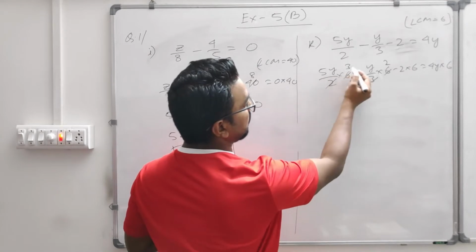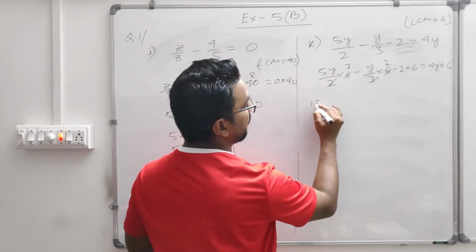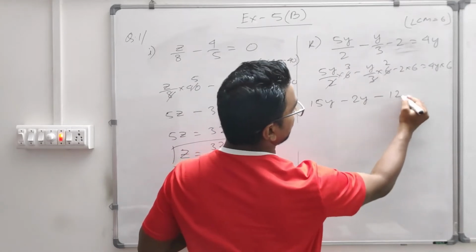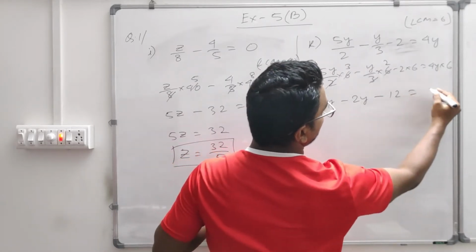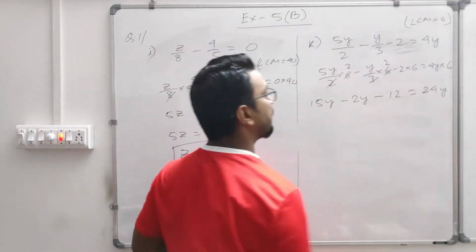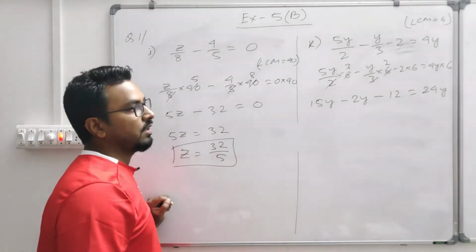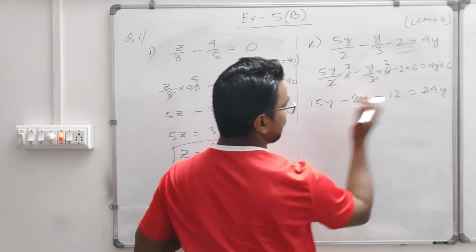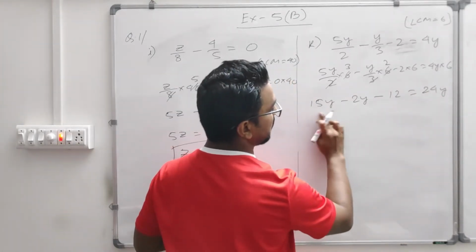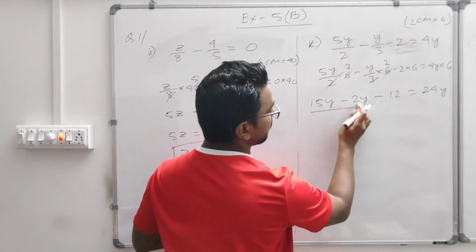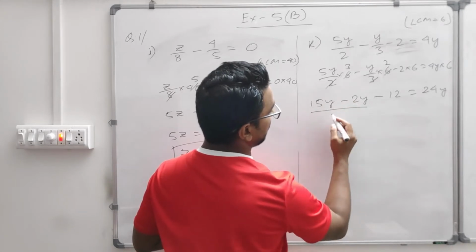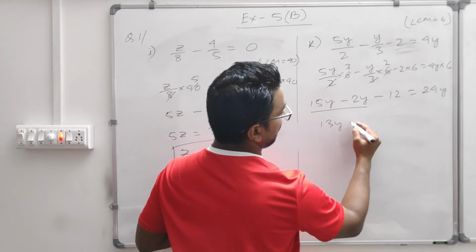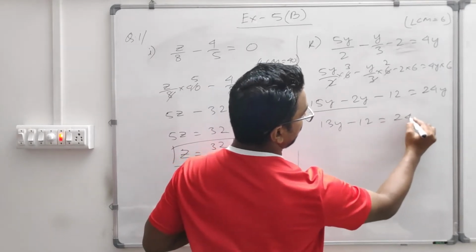So now you multiply this one, 15y minus 2 into y, 2y minus 12 equals, this will become 24y. Okay, now you bring all the like terms to the left hand side. Okay, like terms, you bring this 24 to the left hand side. If you subtract this one first, let us solve these two. How much you will get? We'll get 13y minus 12 equals 24y.